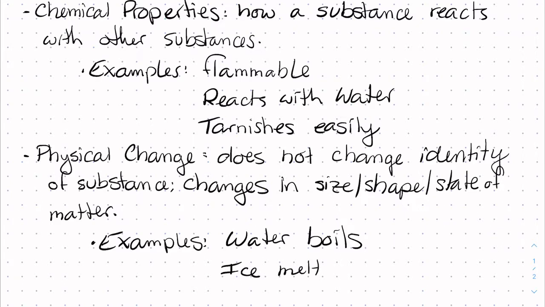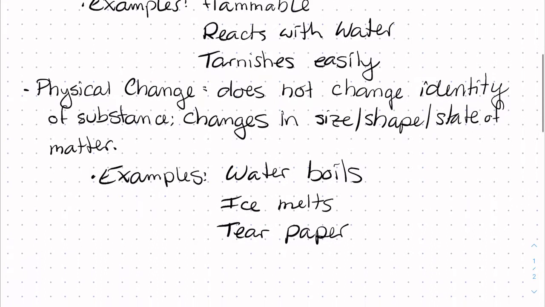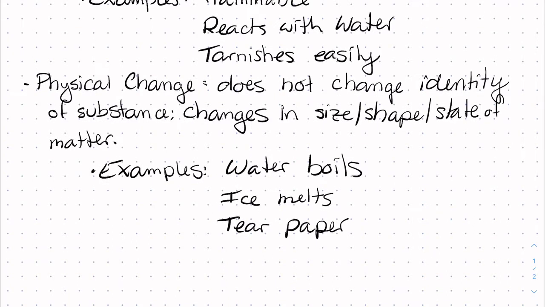Similarly, ice melting, it's H2O as a solid, it's H2O as a liquid. You've only changed the state of matter, not the identity of that substance. It's still water. Tearing a piece of paper. You're changing the size and shape of that piece of paper, but it is still paper. Bending a spoon or a paper clip, anything like that where you're just sort of changing the size or the shape of something.